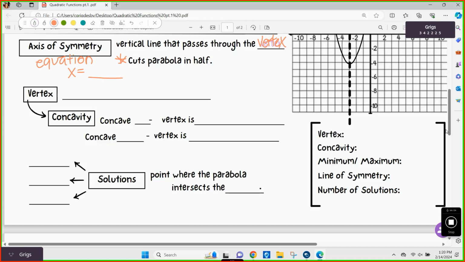It also could hit the Y axis. It could, but it will always hit the X. But what if it's above the X? What if it just starts above the X and doesn't go below? Alright, vertex. It's going to be the lowest or the highest point.